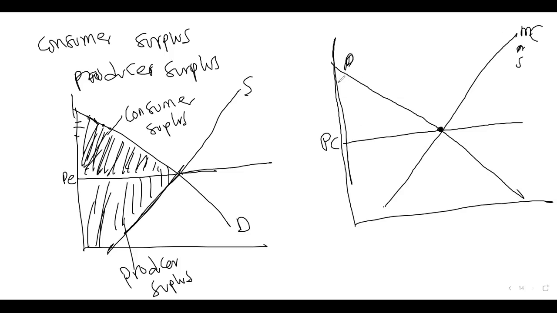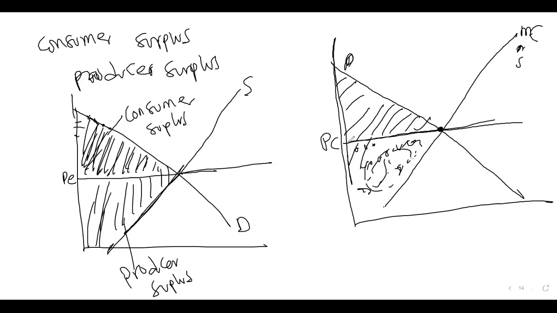So for a perfect competitor, all this portion here is the consumer surplus, all right? And then the one down here is the producer surplus for a perfect competitor, okay? Because their price is equal to the marginal cost.